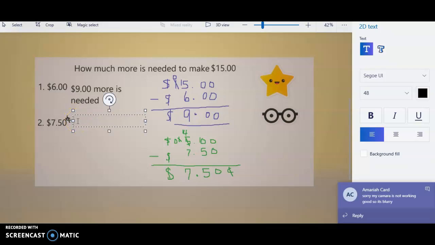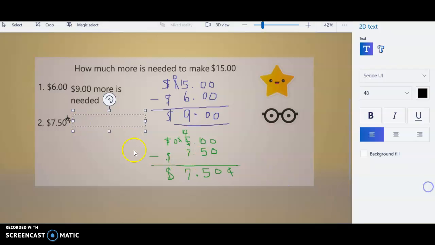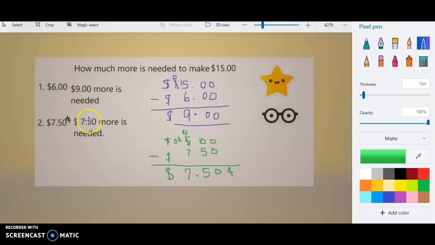So I will just put $7.50 more is needed. And that is my answer. Don't forget to put in my dollar sign.